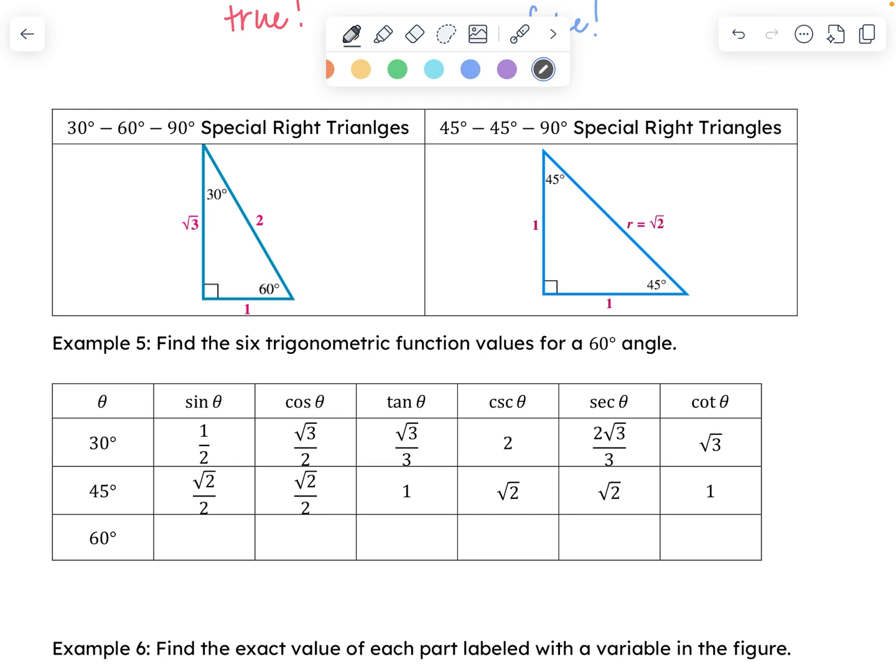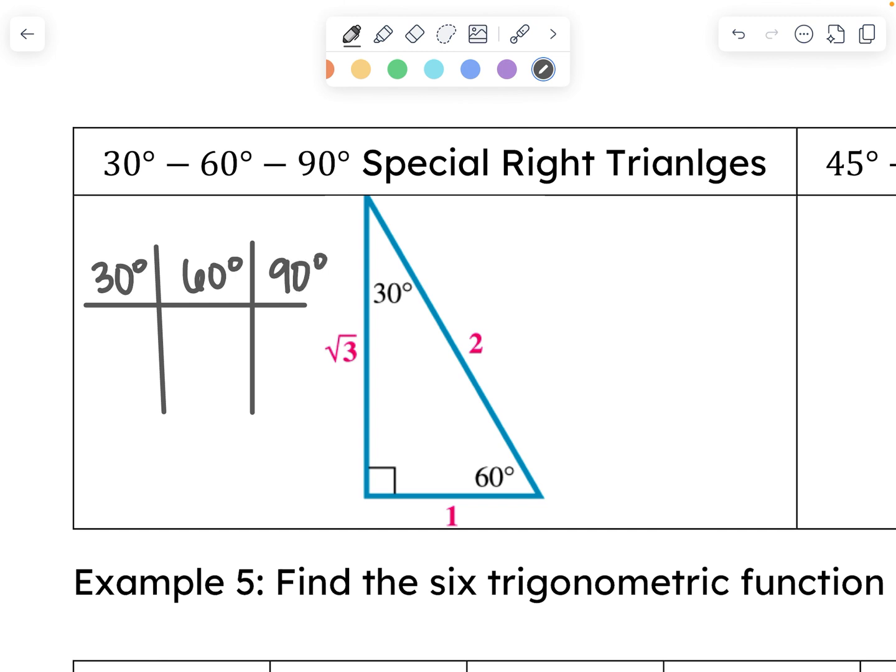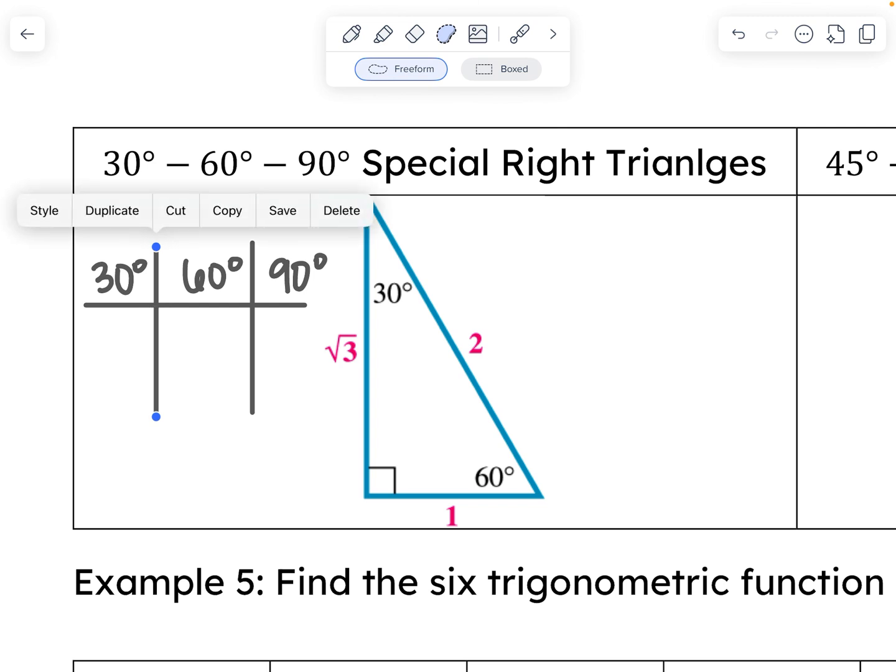Remember for your 30, 60, 90 special right triangle, I'm going to make our little chart here that we make in geometry. I have my 30-degree angle, my 60-degree angle, and my 90-degree angle. When I am looking at the picture that's here in my table, it's just got 1, square root of 3, and 2. That is the most basic of what the sides could be, and they follow those same ratios. So as the sides get bigger, they will still stick with that same ratio.